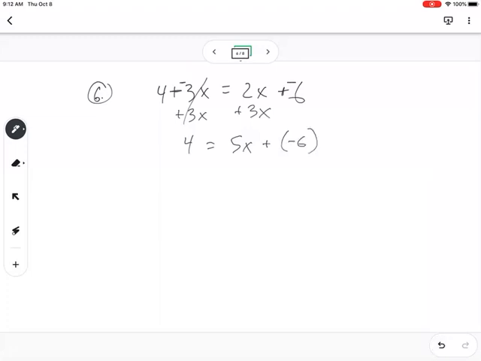plus negative 6. Now I'm down to the same problem I had before, which is just to get x by itself. Adding a negative 6, the opposite of that is adding a positive 6. Now I have 10 on that side equals 5x. Divide both sides by 5 to get x by itself. And we get x equals 2.